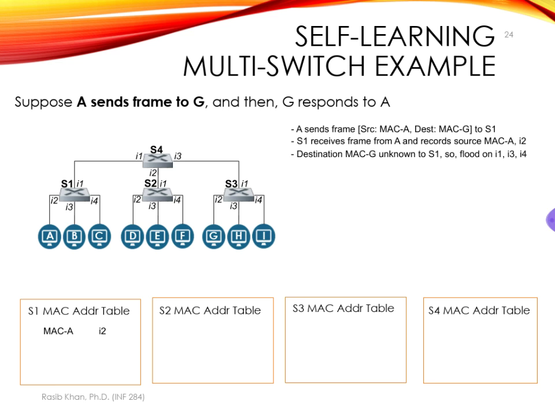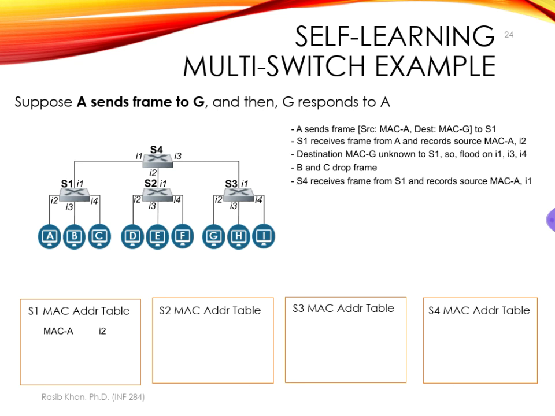However, S1 then sees that the destination MAC G is unknown. So therefore, it will now flood it out through all the other interfaces except for the incoming link, which is I2. So the outgoing interfaces for the flooding would be I1, I3, and I4. The frame forwarded on I3 and I4 reaches hosts B and C. They compare their own MAC address with the destination MAC address, and when they see that it's not intended for them, they drop the frame.